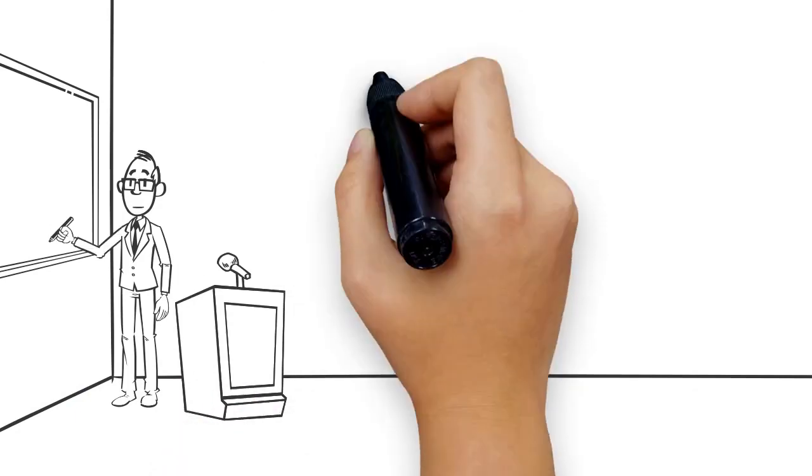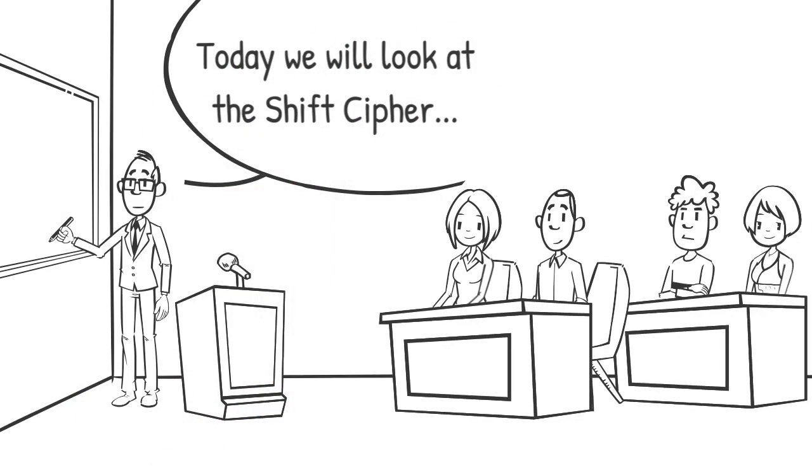Welcome to Lecture 2. Today we will take a look at the most basic encryption algorithm, the Shift Cipher. A form of the Shift Cipher was used by Julius Caesar.